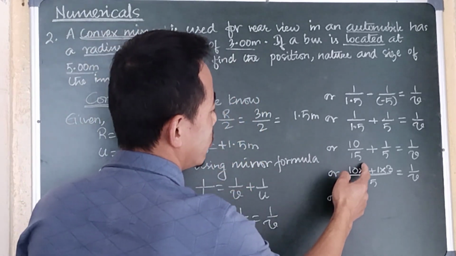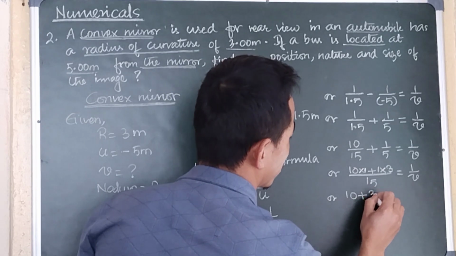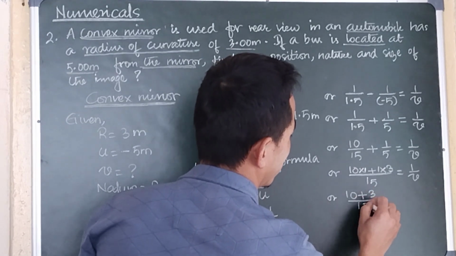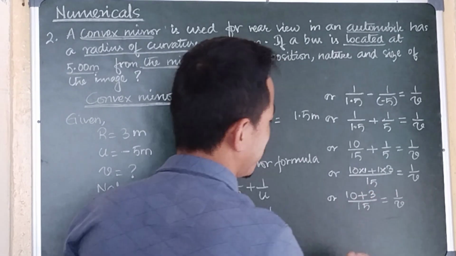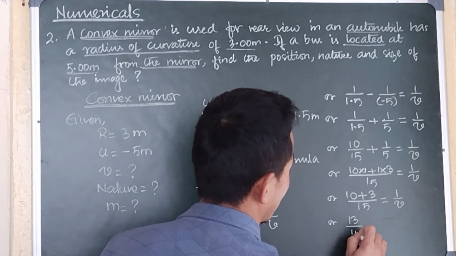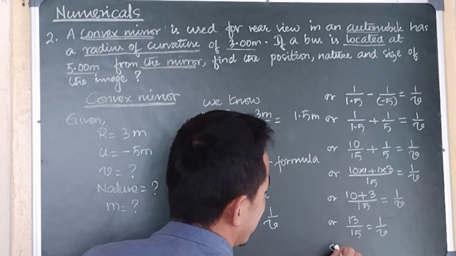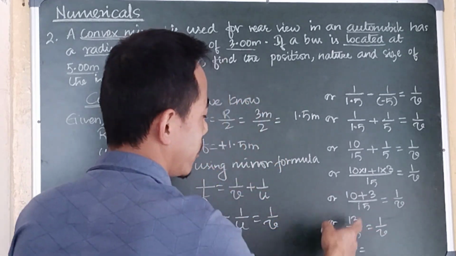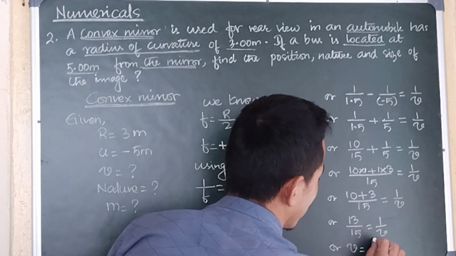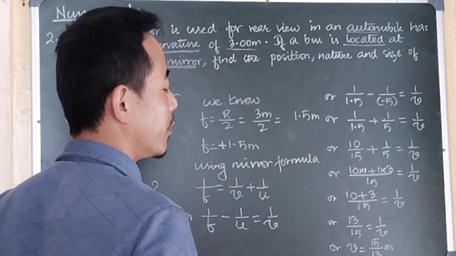So here 10 into 1 gives us 10 plus we have 1 into 3, this gives us 3, divided by 15 is equals to 1 by v, or we get 13 divided by 15 is equals to 1 by v, or we will get v is equals to, if you cross multiply, this becomes 15 divided by 13, and the unit here will be meter.